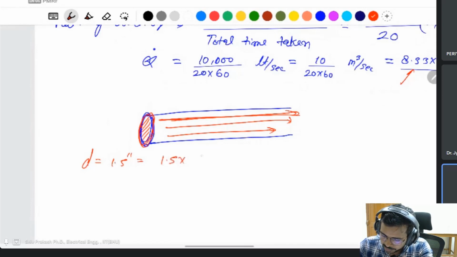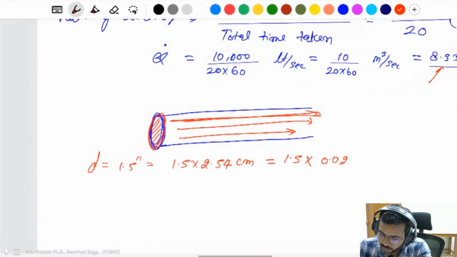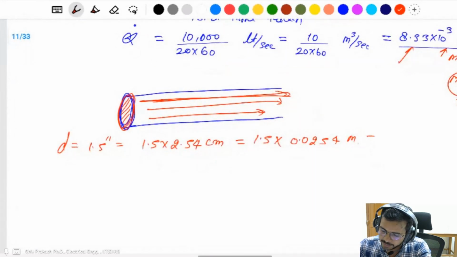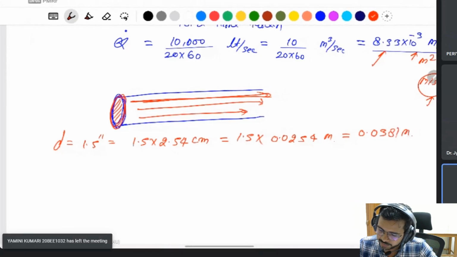1.5 into 2.54 centimeters, then divided by 100 to get meters: 0.0254 meter. This will be the diameter in meters. 1.5 into 0.0254 is 0.0381 meter, the diameter of the pipe.